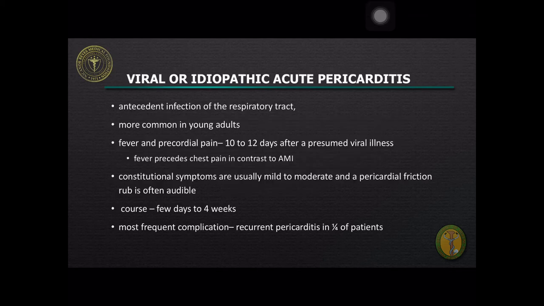Known or presumed viral cause of acute pericarditis usually has an antecedent upper respiratory tract infection. It is more common in young adults and presents with fever and precordial pain 10 to 12 days after a presumed viral illness. The fever precedes chest pain, in contrast to acute myocardial infarction.